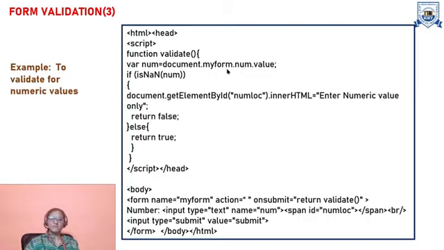My document.myform.num.value means the element which has the name num. There is a text box, and the label is Number. It means we have to provide some numerical value over there, and the name of the text box is num. And then there is a small piece of code, numloc, like this.